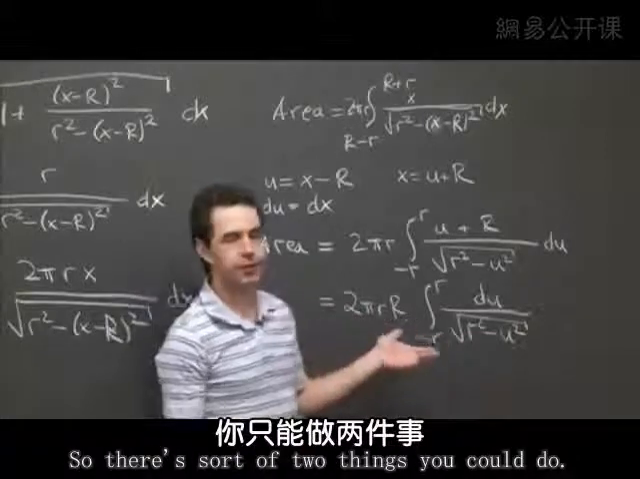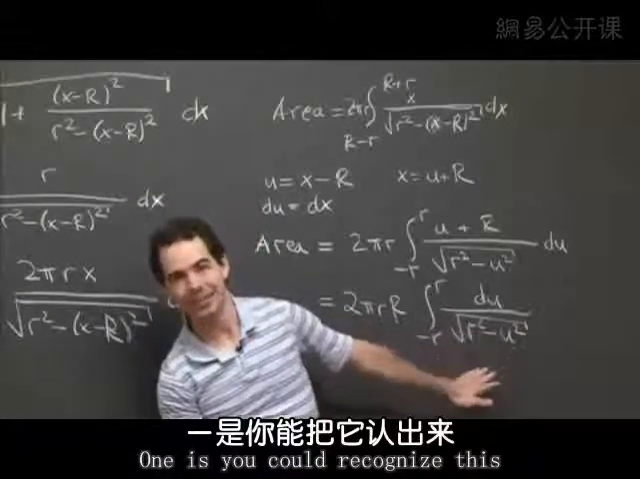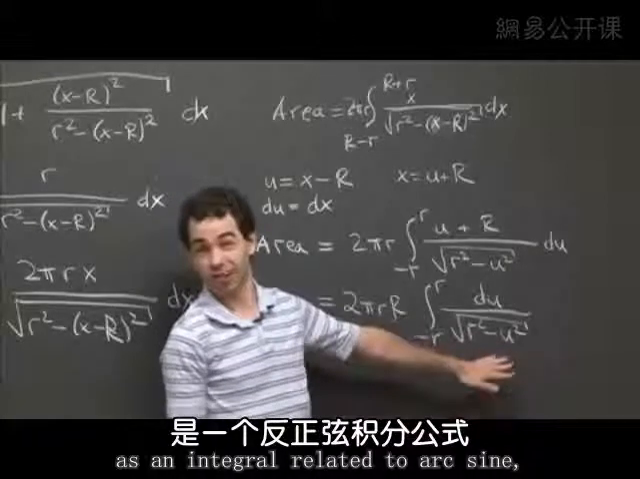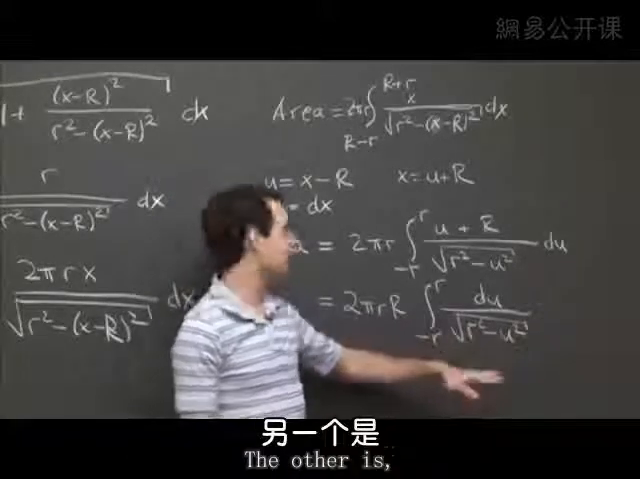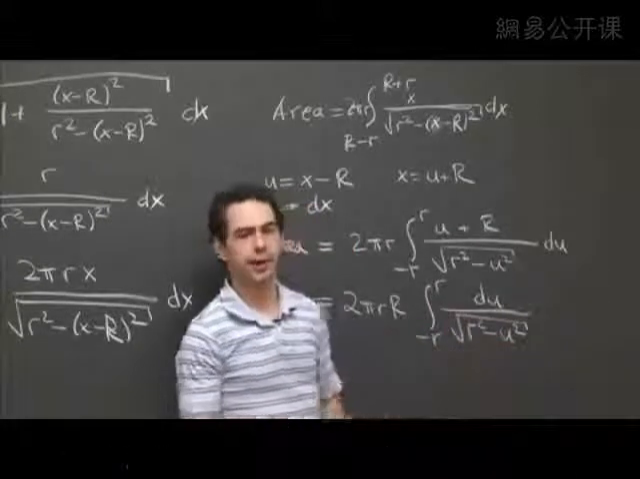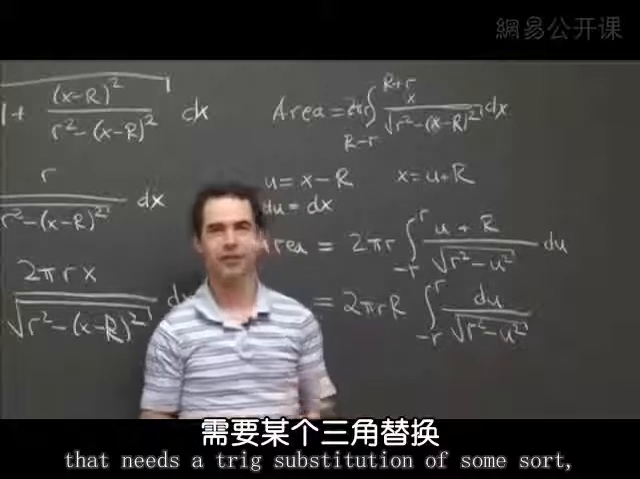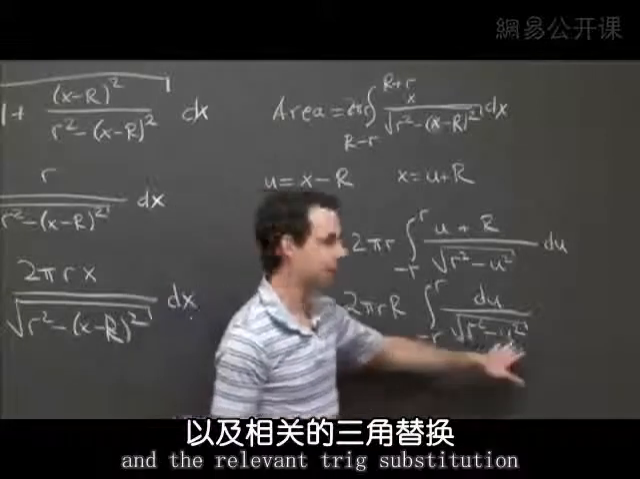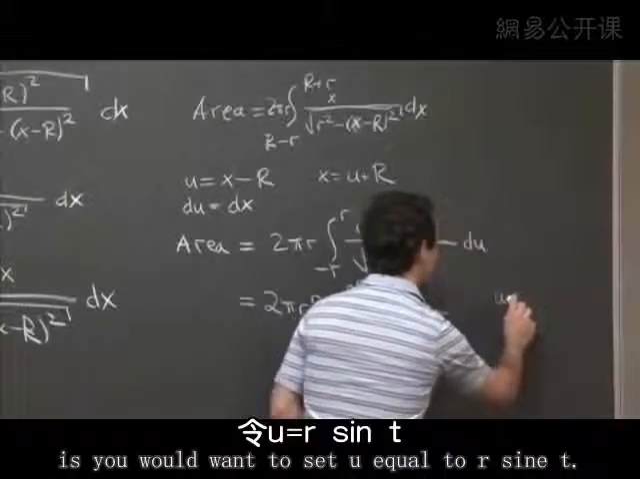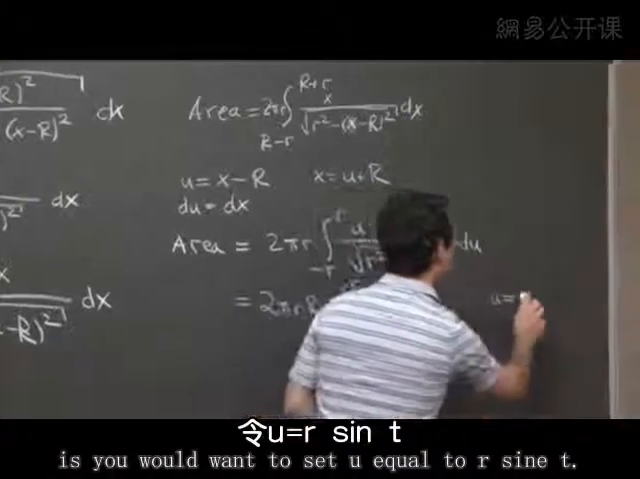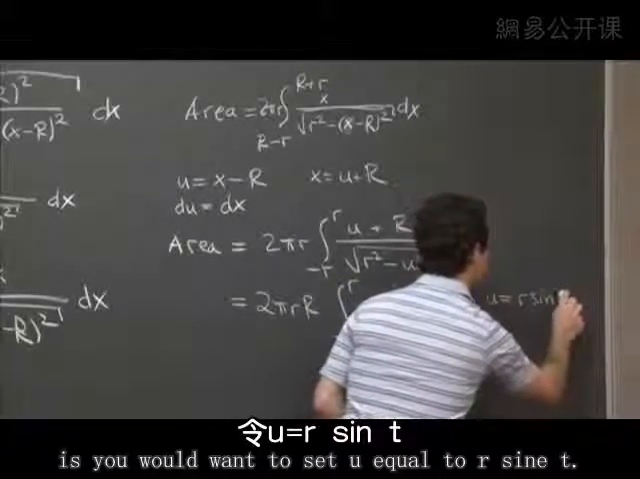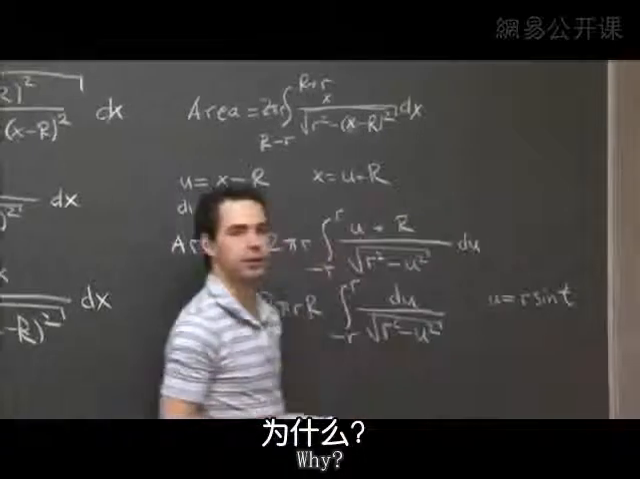So there are sort of two things you could do. One is you could recognize this as an integral related to arc sine, just because you remember that. The other is you have this r squared minus u squared thing. And so r squared minus u squared, that needs a trig substitution of some sort. And the relevant trig substitution that you would want to do is you would want to set u equal to r sine t.